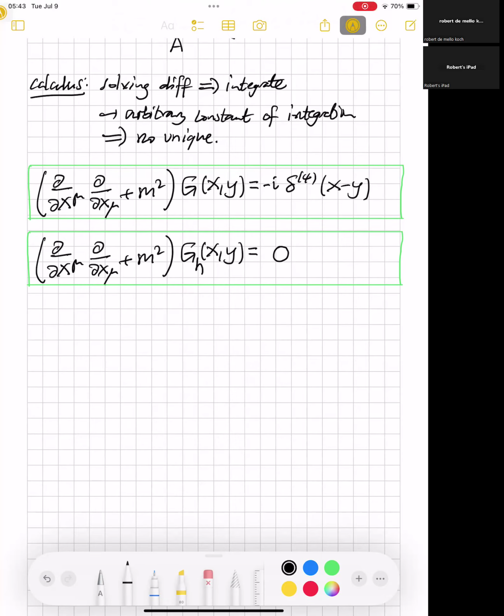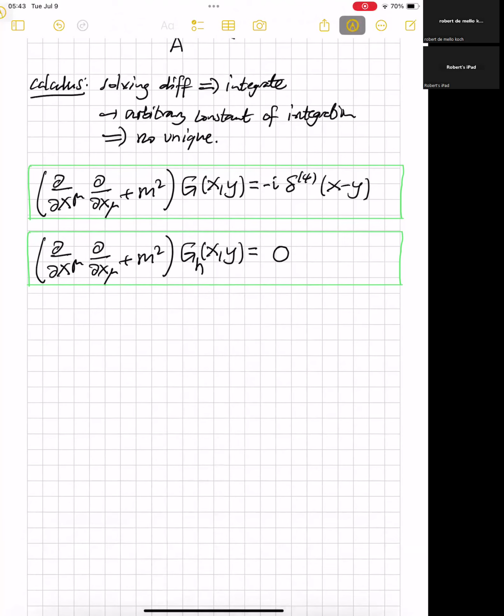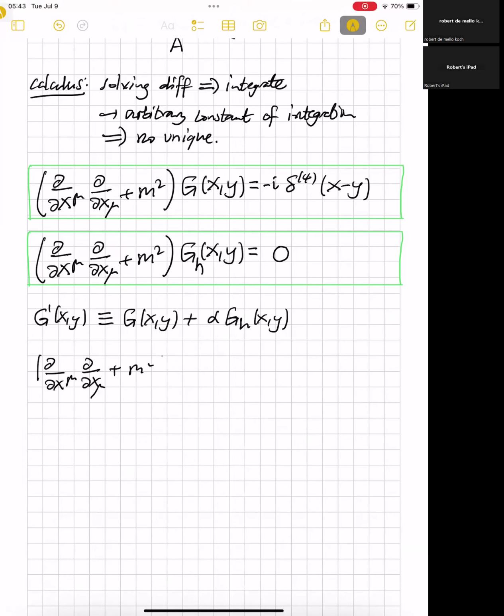You see, if you've got G of x comma y, and it's a good Green's function, then I'll come along with G primed of x comma y, and G primed is defined to be G of x comma y plus any constant times the homogeneous solution. And if I now work out, well, what equation does G primed obey? Okay, so I'm just going to plug it into the differential equation, M squared on G primed.